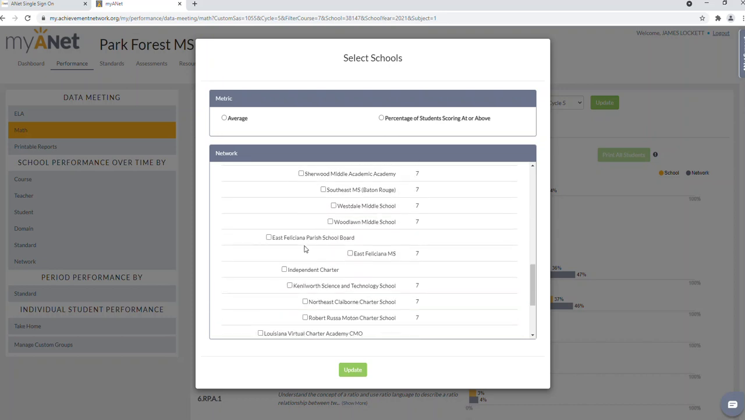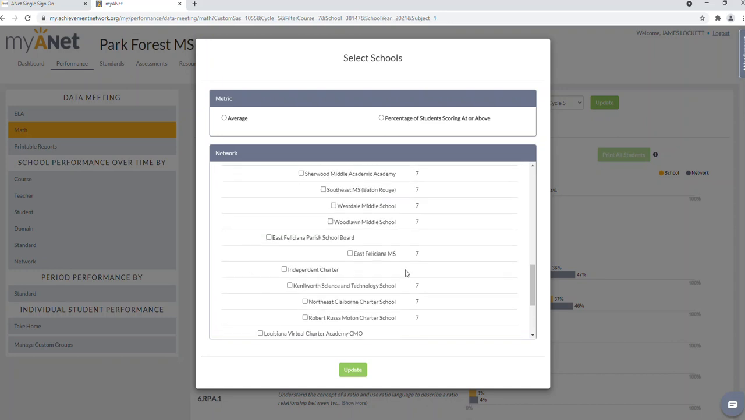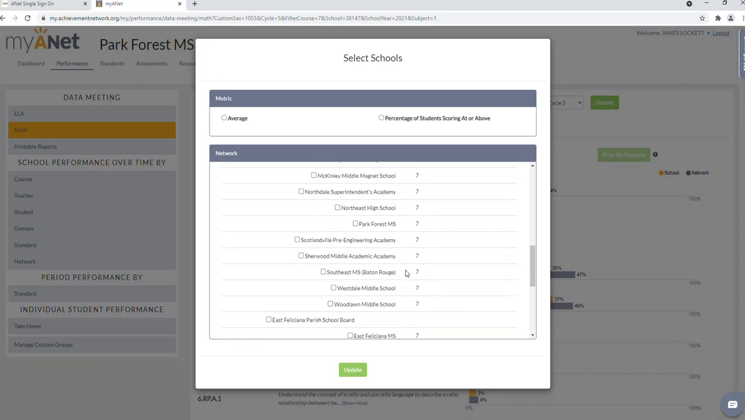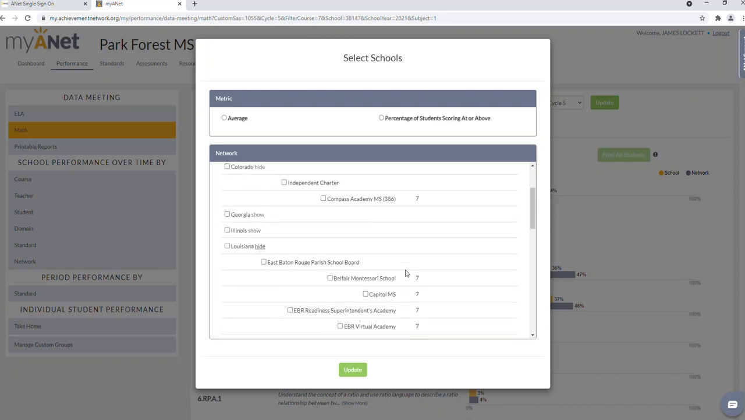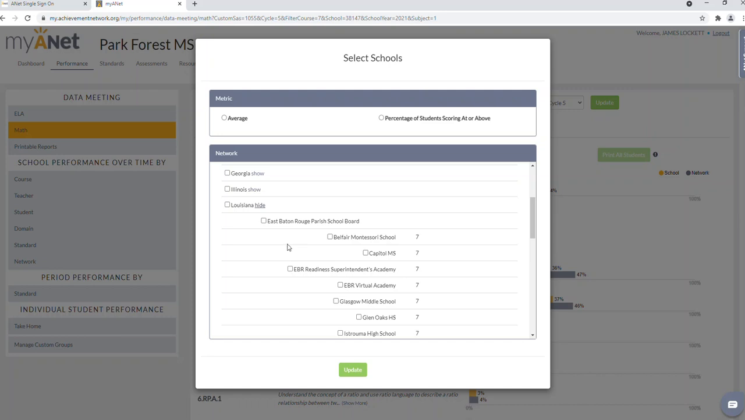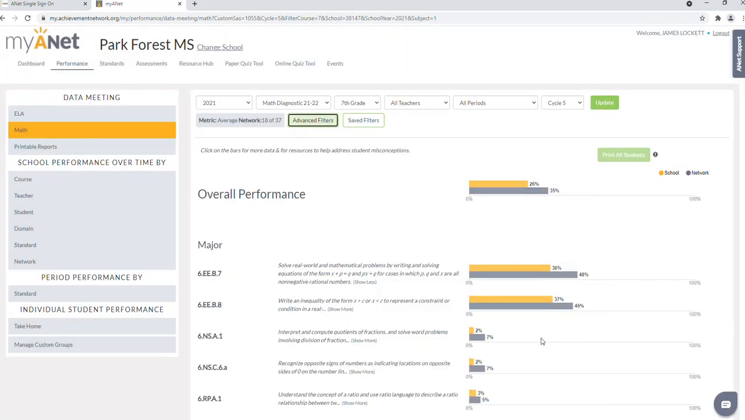But notice there's some schools outside East Baton Rouge. There's something called Independence Charter in Louisiana. There's Kenilworth, and then the Louisiana Virtual Charter Academy. They're also using ANet, and they took the diagnostic. So to include only EBR schools, click on EBR right here. And now notice all of EBR schools are checked. You have to update down here, so click update, and now the gray bar changed.